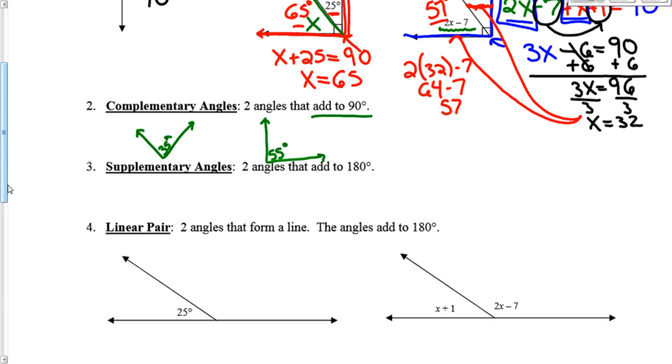Same thing down below, supplementary angles are two angles that add to 180 degrees. They can be connected. They do not have to be. Here's an example of two angles that are not connected that are supplementary. 60 and 120. When I add them together, I get 180 degrees. You also can take a look at a pair that are connected, which we see in the example below. Here's a pair of angles that are supplementary and they are connected. They're adjacent. All right, so keep in mind we can have it both ways.